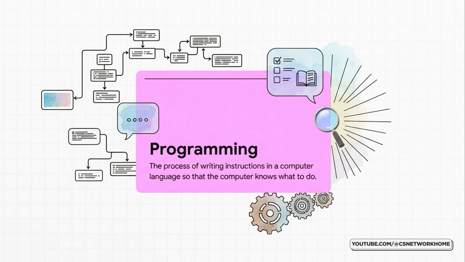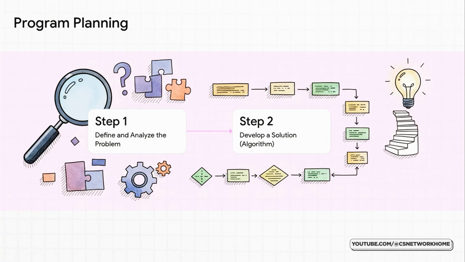And the plan really boils down to two simple steps. First, you have to truly, deeply understand the problem you're trying to solve. What exactly are you trying to do? And second, you map out a step-by-step solution. In the programming world, we call this detailed recipe an algorithm. It's the logic, the core thinking that's going to solve your problem.